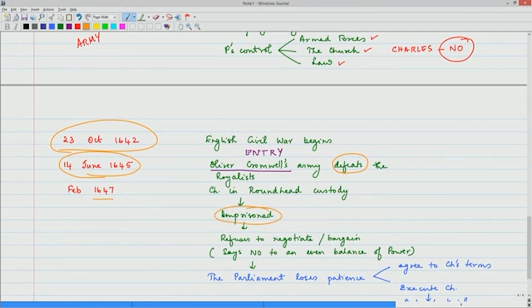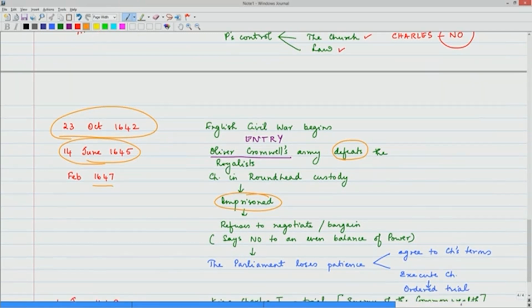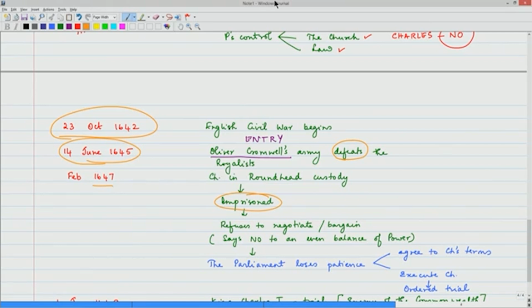But even at this point of time, we find him continuing to be the arrogant believer in the divine right of kings. He just refuses to negotiate with the parliament. He continues to say no to all kinds of proposals that the parliament was trying to bring in. At this point, even one of the king's closest friends, the Duke of Richmond, thought that the king was being very foolish and refusing to bargain.